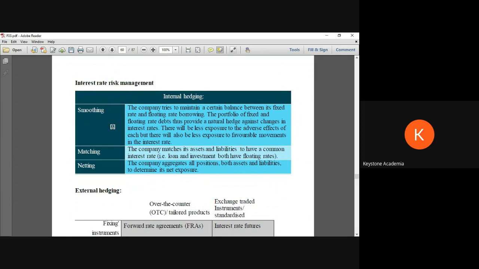Smoothing, very similar to the currency. The company tries to maintain a certain balance between its fixed and floating rate. Yesterday we were discussing, is fixed good or is floating good? Again, both can be good depending on the industry, the economy, and a lot of other things or other areas of business. Generally companies try to put a balance of fixed and floating. The portfolio of fixed and floating rate debts thus provides a natural hedge against changes in interest rate.